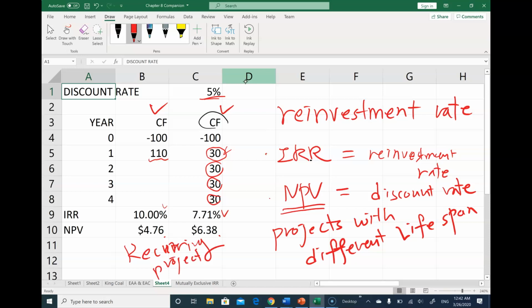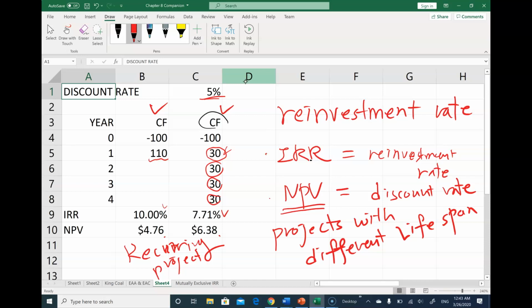Okay. So you can repeat this project over and over. In that case, we don't have to assume that, after the project is over, the reinvestment rate is the discount rate, right? So if we want to compare two projects and want to make an assumption that the project can be repeated, right? Then comparing two mutually exclusive projects with different lifespan can be challenging, right?